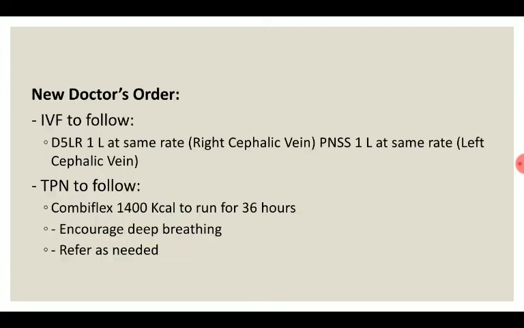A new doctor's order was given on the same day. IVF to follow, D5LR 1 liter at same rate, right cephalic vein, PNSS 1 liter at same rate, left cephalic vein. TPN to follow, Combiflex 1,400 kilocalorie to run for 36 hours. I would like to correct myself, it's not 14,000, it's 1,400 kilocalorie to run for 36 hours.